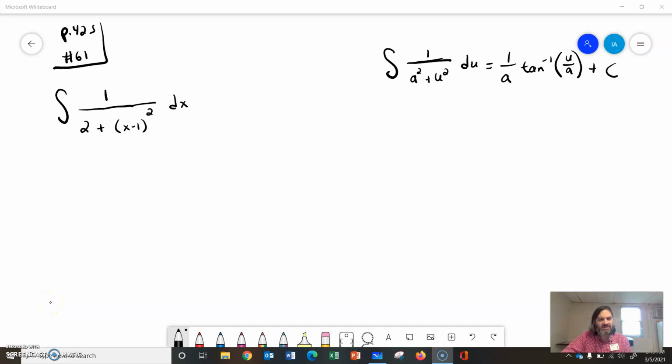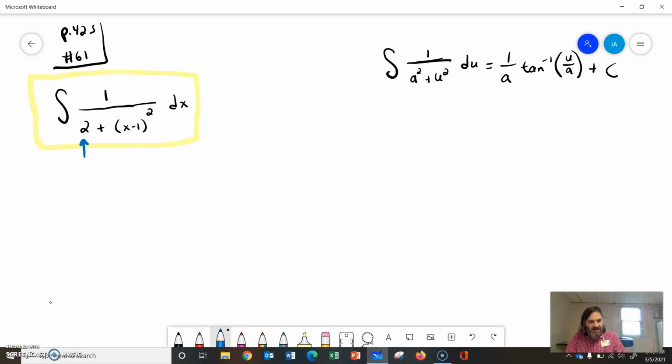Alright, here we're going to integrate the fraction 1 over 2 plus the quantity x minus 1 squared dx. So this is the problem we're working with. And immediately what I notice is in the denominator I have an addition and I have this x minus 1 squared. So I'm thinking of an a squared plus u squared. So that relates to a tangent inverse integral, which is 1 over a squared plus u squared. So if we can identify the parts and make them match up, we'll be alright.